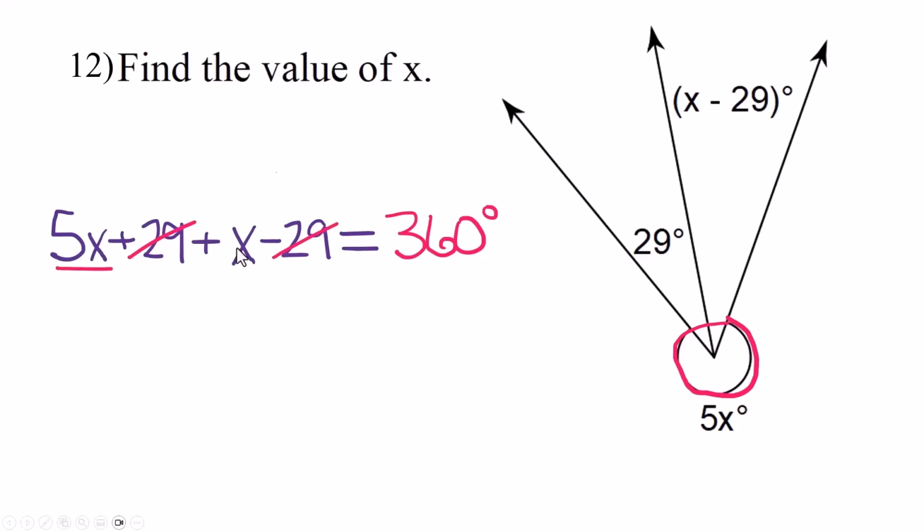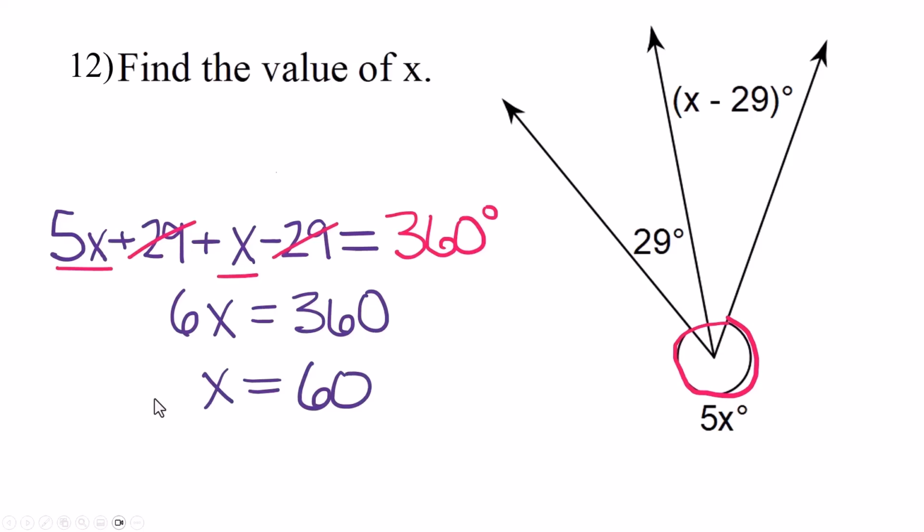You have 5x and an x. That is 6x, and that equals 360. Divide both sides by 6. X equals 60. Now, if they wanted you to actually figure out what any of these angles were, you would take your x and plug it back in. I didn't do that on this.